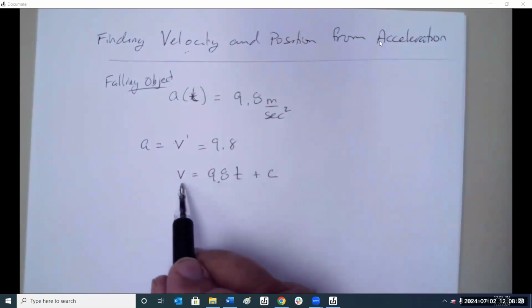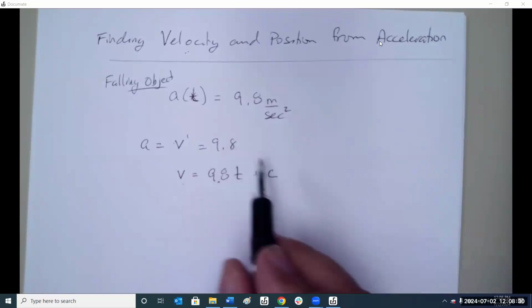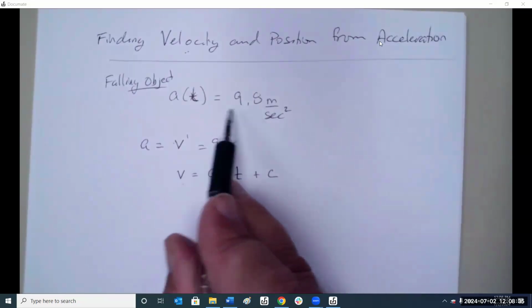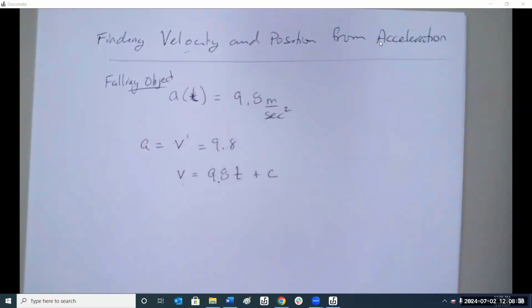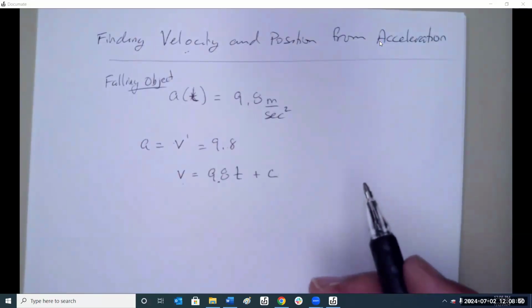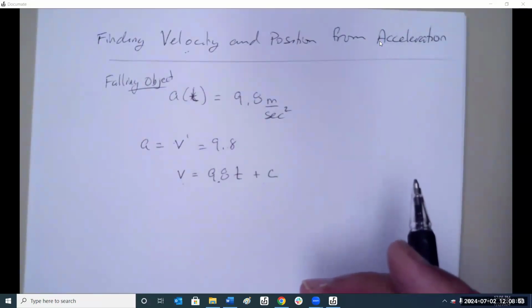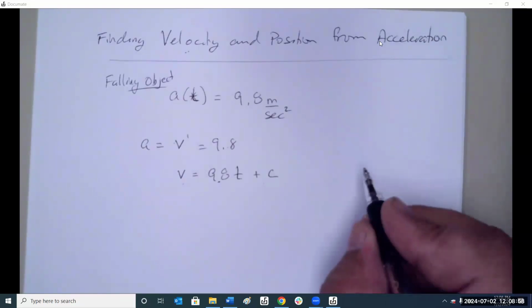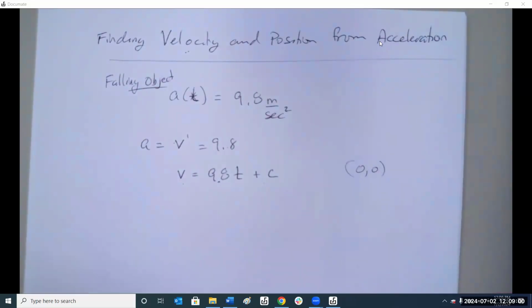Because the derivative of this would give us 9.8. The c goes to 0, the t disappears. So it gives us 9.8, which is acceleration. So what is c? How do we find c? What point do we know we go through? What's the only point we know? 0, 0. Because it's a falling object.